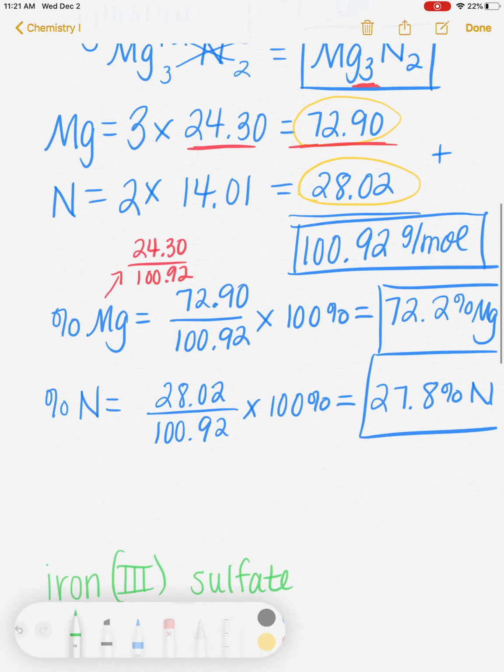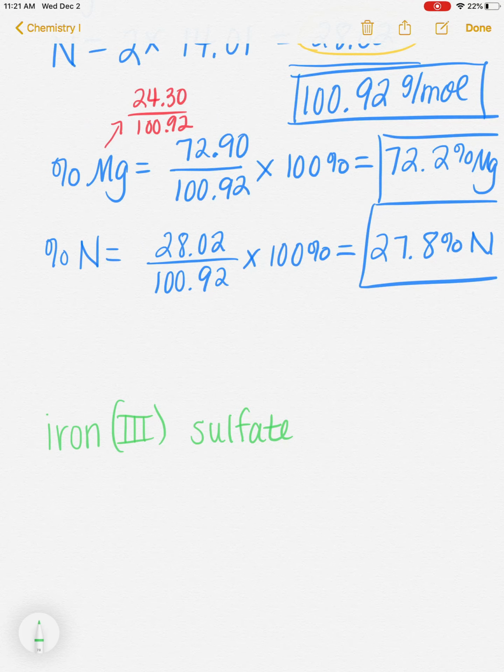All right, practice makes permanent. Hopefully it also makes perfect if you're practicing correctly. So let's move on to the next sample.